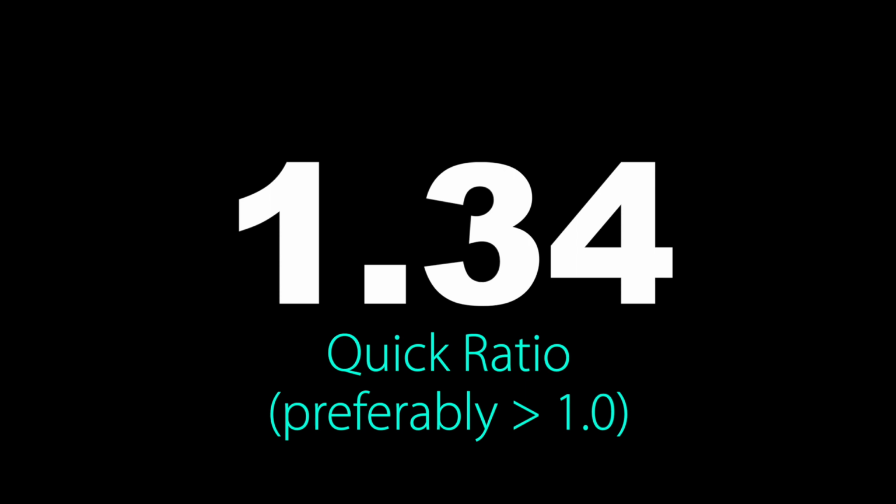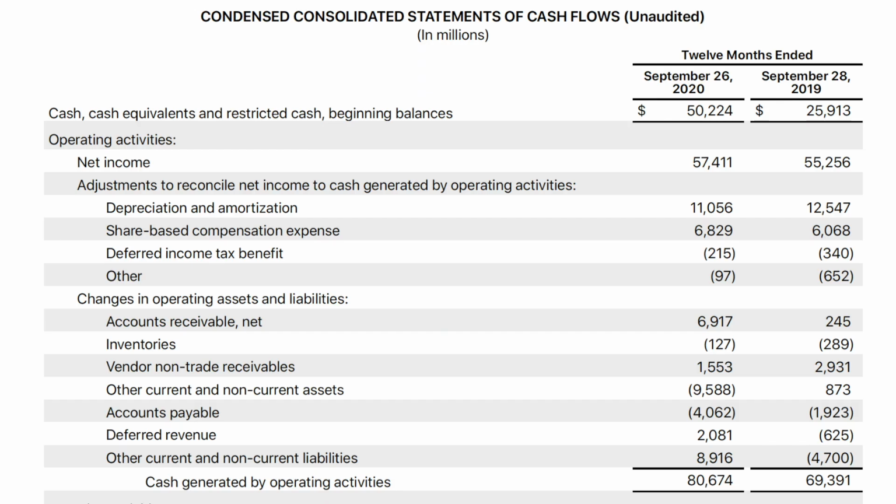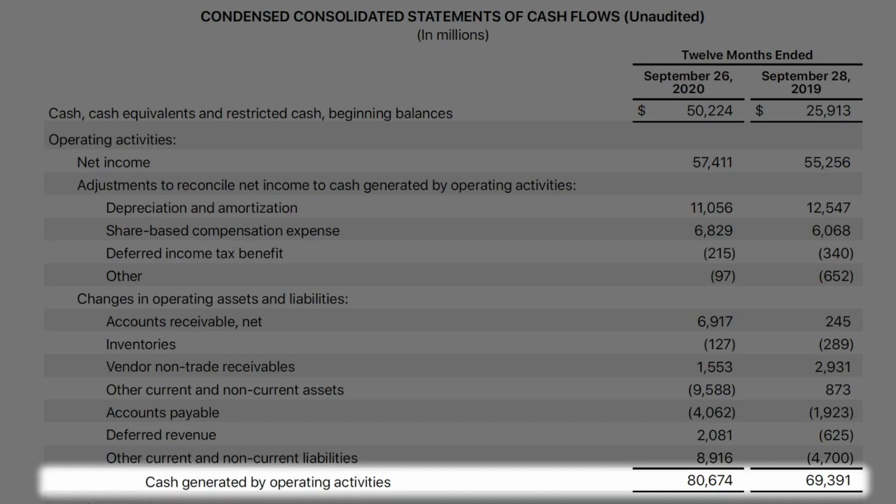so that I do not need to worry about any short-term financial issues. Next, we look at the cash flow statement, which is my favorite part of financials, as we are looking at cold hard cash values, something that you can't mess around with accounting tricks. We look at three things. Firstly, the cash generated by operating activities. It generated 80 billion US dollars of cash in 2020 as compared to the 69 billion of cash in 2019.